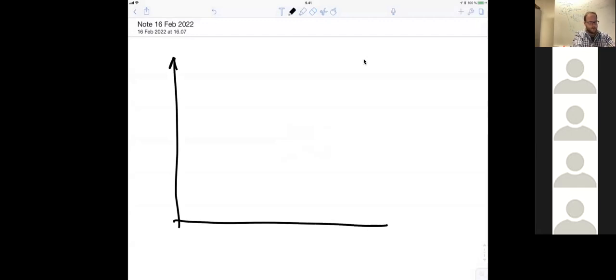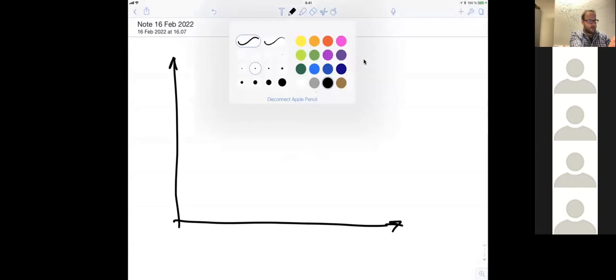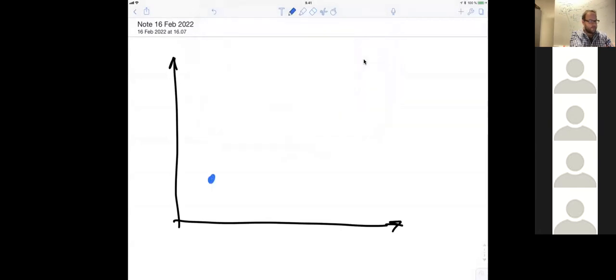So we have data. Data consists of data points. Let's make them blue. So, okay, this is data. Second component was a model. What is a model? What is a model within this course?